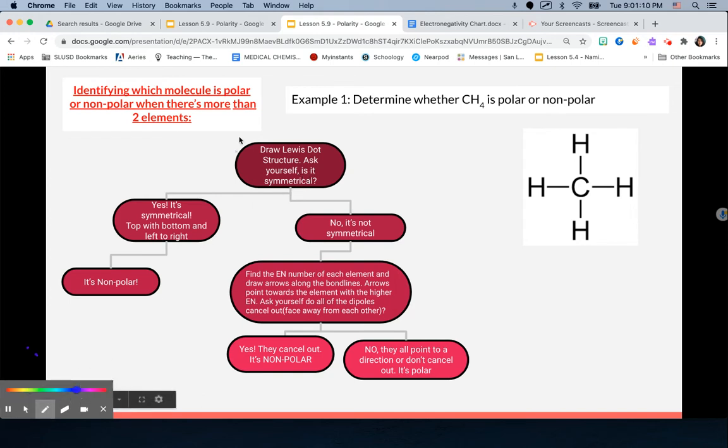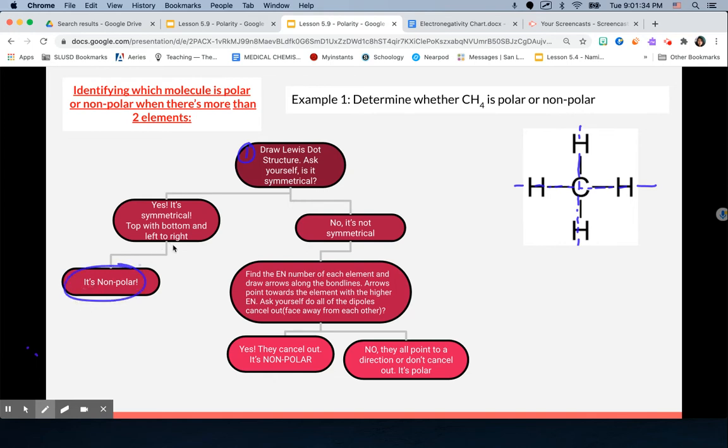So let's do step 1 in blue. I've already drawn the Lewis dot structure for CH4, going across top and bottom and left and right. And if I look at it, it's symmetrical. So yes, it's symmetrical, top with bottom and left to right.